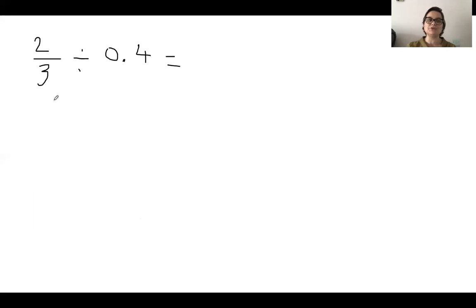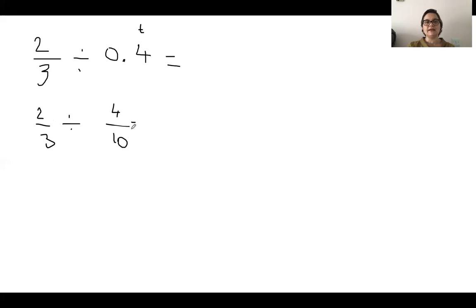Next one, we have 2/3 divided by 0.4. So we have a decimal number. Again, we must change the decimal number to a fraction. So 0.4, actually this is in tenths. So this is a tenth, so it's 4 tenths. So divided by 4 tenths.